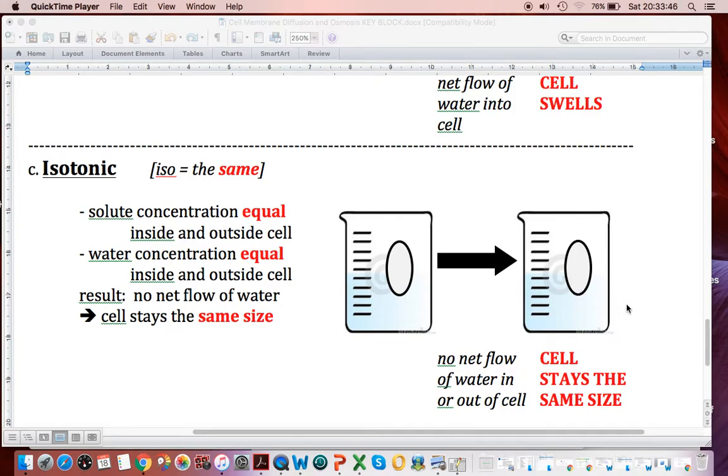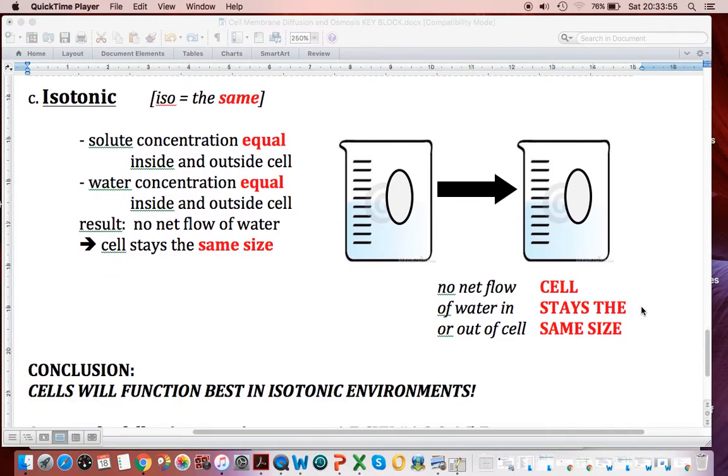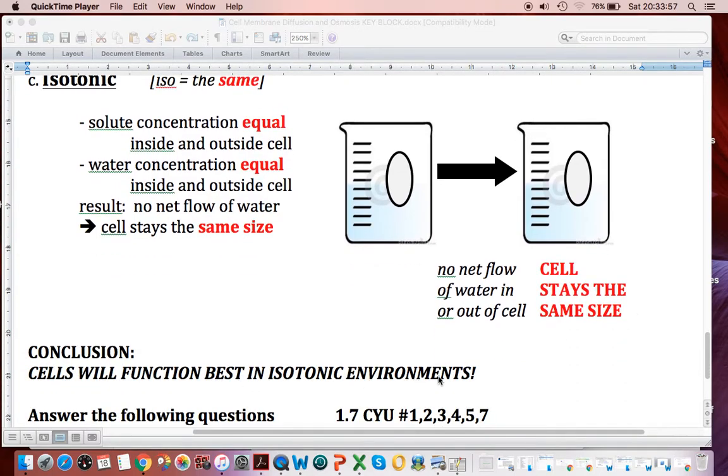And as you might imagine, an isotonic environment is the best environment for a cell, where it's not going to be forced to shrivel or swell. And that's what it's saying down here. Cells will function best in isotonic environments. So now you should know about what happens to a cell in a hypertonic, hypotonic, and isotonic environment.